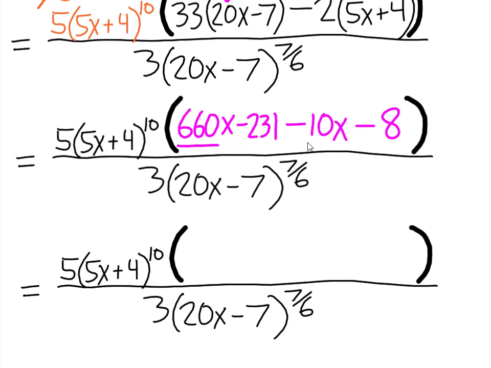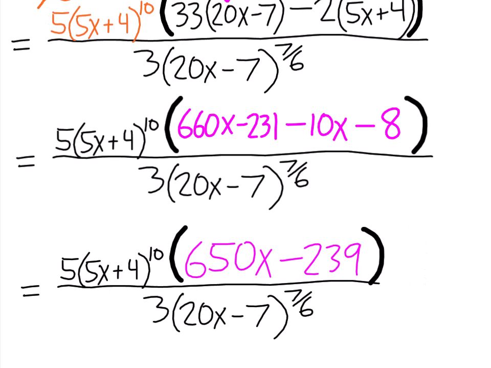So 660x minus 10x is going to give us 650x. And then minus 231 and minus 8 is going to give us minus 239. And as I mentioned in the last video, we may have our fully simplified derivative right here. The only thing I want to check for is to see whether there's a greatest common factor in 650x minus 239, a factor greater than 1.